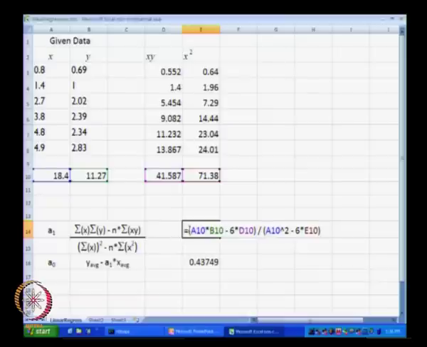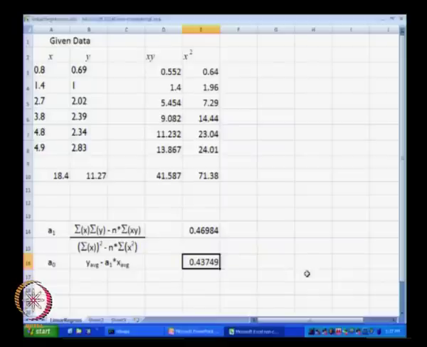So what I am going to highlight over here is our numerator. Our numerator is summation of x, which is this guy, multiplied by summation of y, which is this guy, minus 6 times summation of xy, which is this guy. Okay. And if you look at the cell number, it is D10, that is our summation of xy. That is our numerator divided by the denominator. Okay. And that is how we get our A1, and likewise we can just easily get our A0 as well.